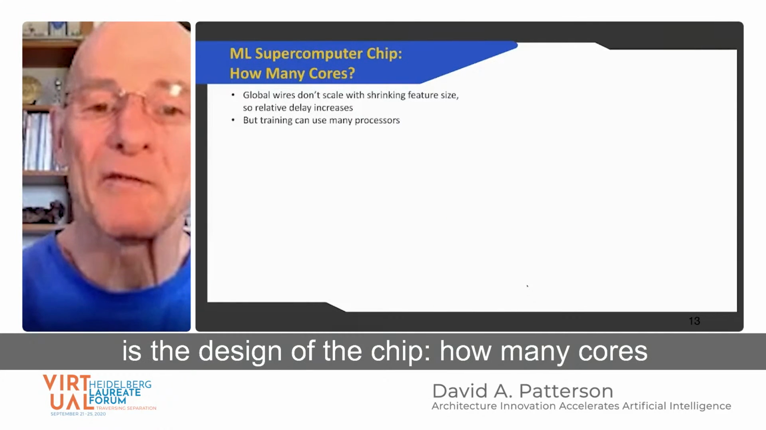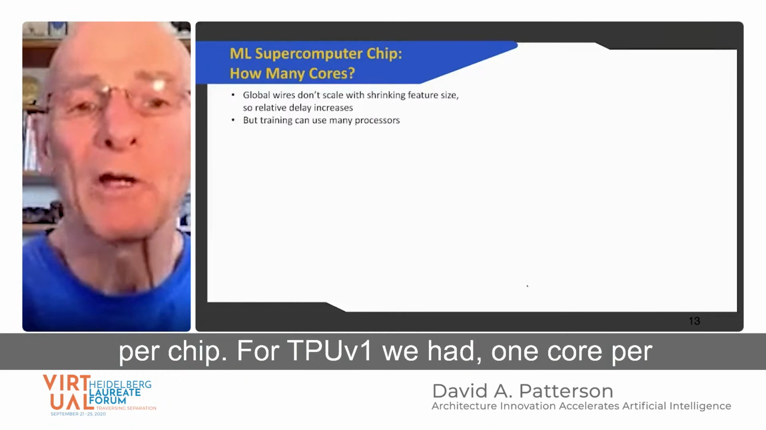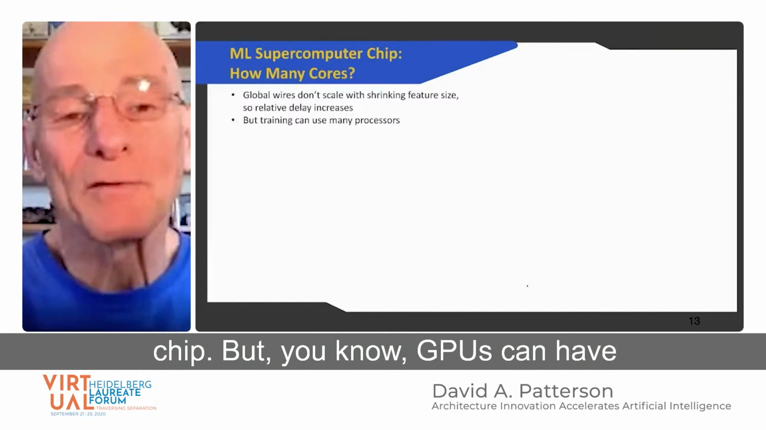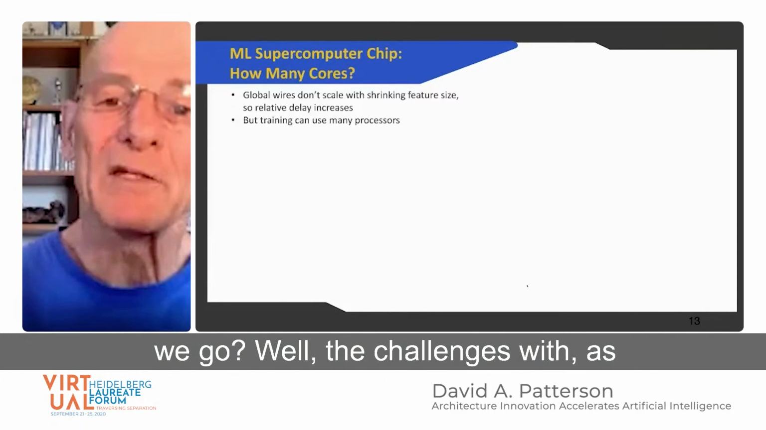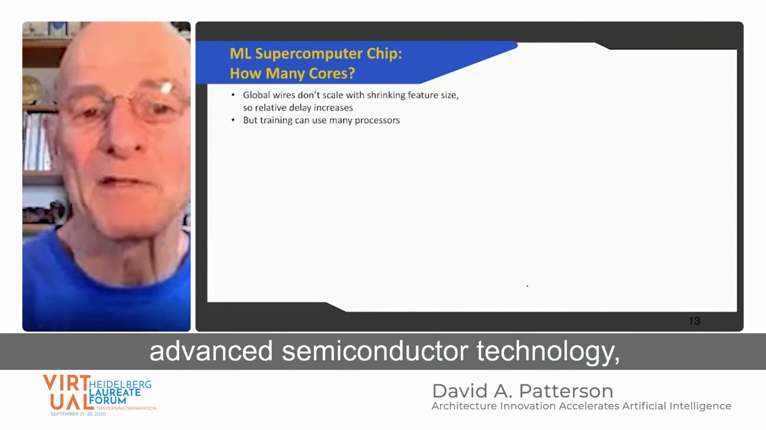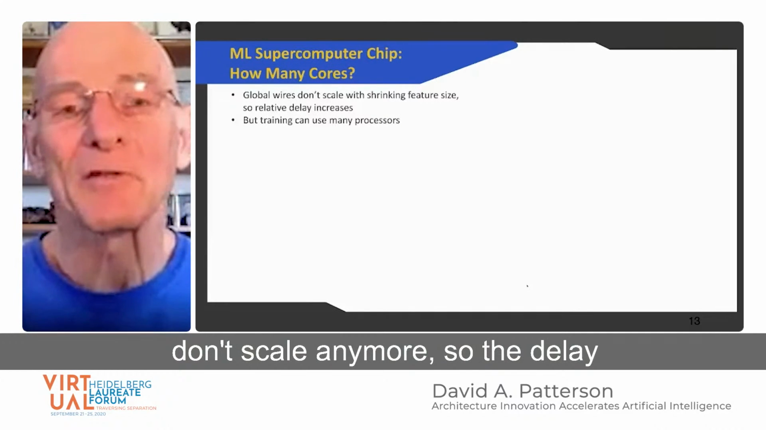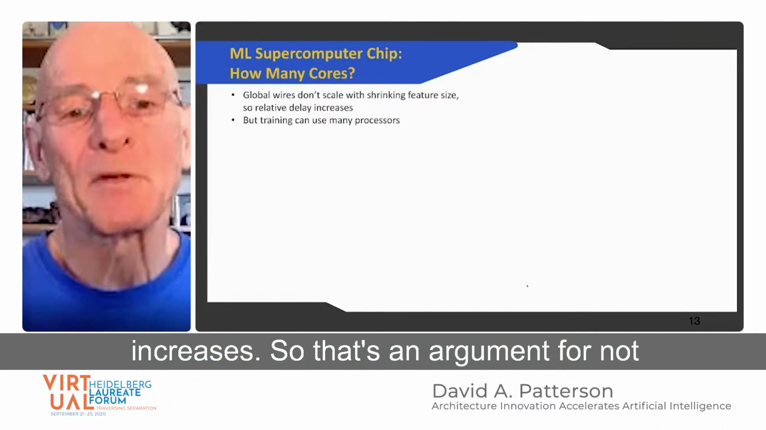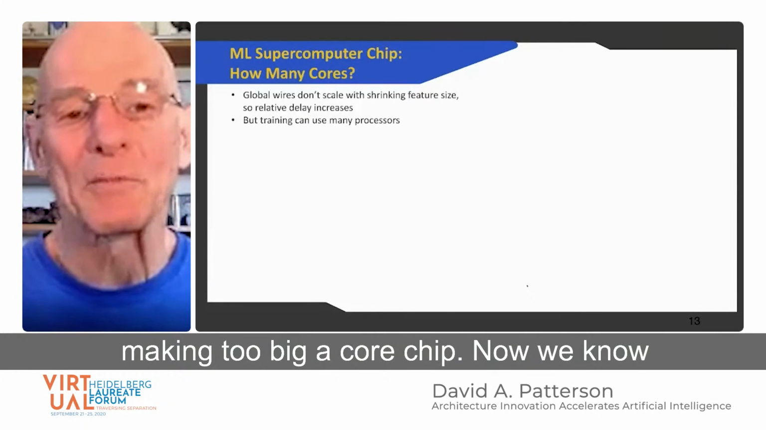Then the question is, designing the chip, how many cores per chip? For TPU v1, we had 1 core per chip. But GPUs can have 100 cores per chip. So where should we go? Well, the challenge is that as the feature size gets smaller with more advanced semiconductor technology, the global wires that go across the chip don't scale anymore, so the delay increases. So that's an argument for not making too big a core chip.